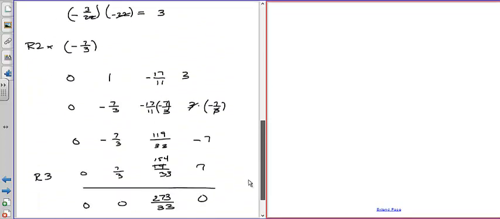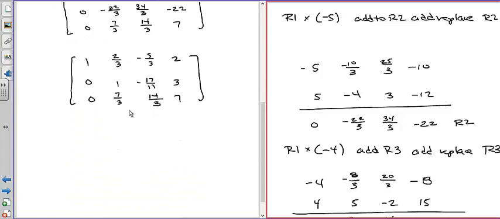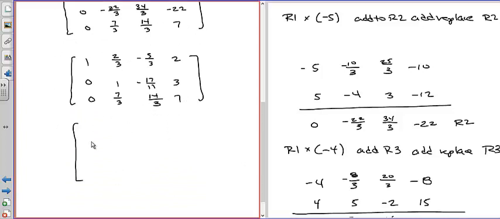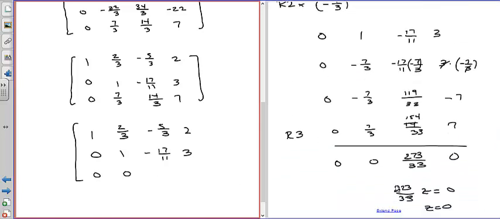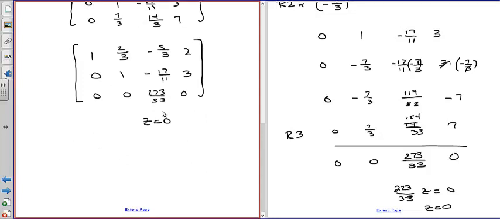So once you have z equals 0, you can go back into this equation. So you go back to this second equation. Where am I? Let me find it here. So let me finish this off. You get 1, 2/3, negative 5/3, 2, 0, 1, negative 17/11, 3, 0, 0, and you get 273 over 33, and 0. So what this is telling us is that z is equal to 0.